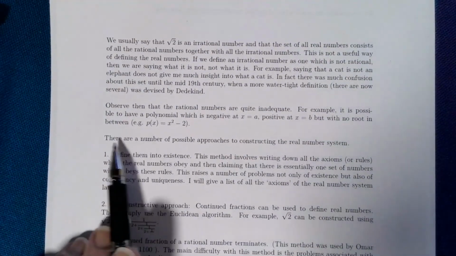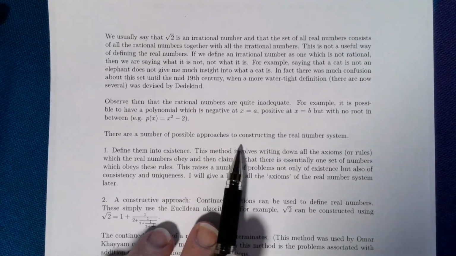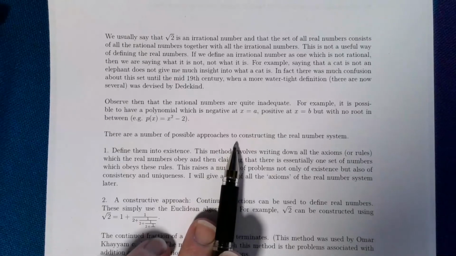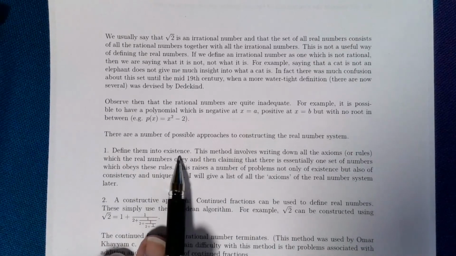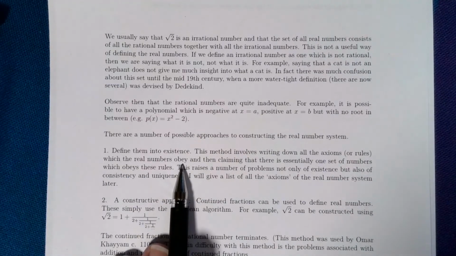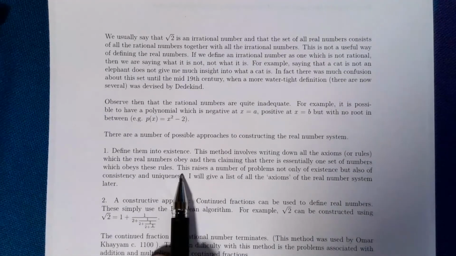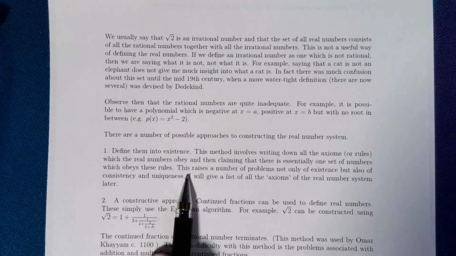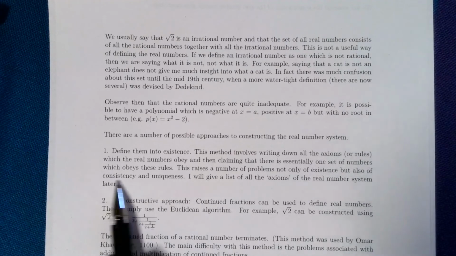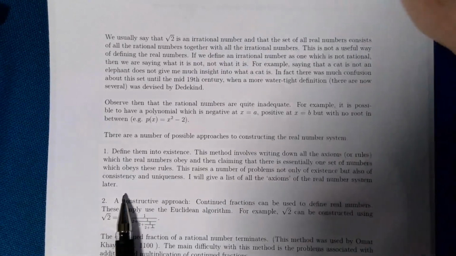Now, there are a number of possible ways of approaching the real number system, and I'm not going to go into too much detail about this at this point. You can define them into existence. This involves writing down all the axioms that you'd like the real numbers to obey, and then claiming there's essentially one set of numbers that obey these rules. This raises a lot of problems, not only of existence, but consistency and uniqueness, and we'll have a look at the axioms a bit later on.